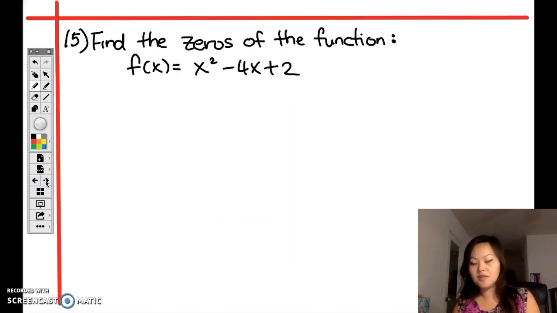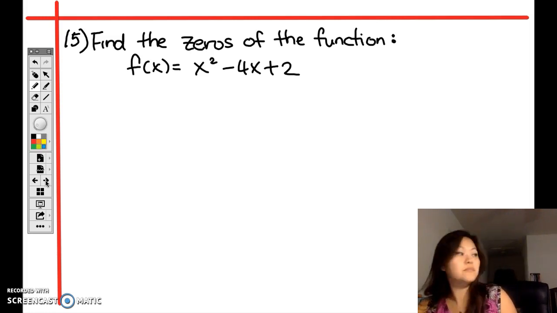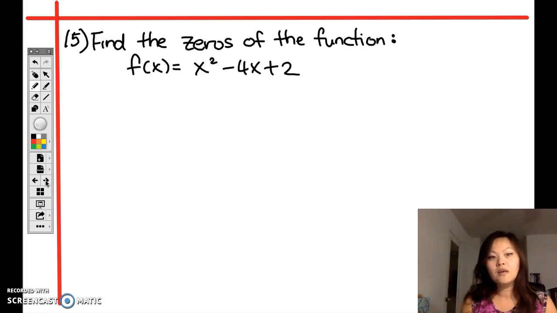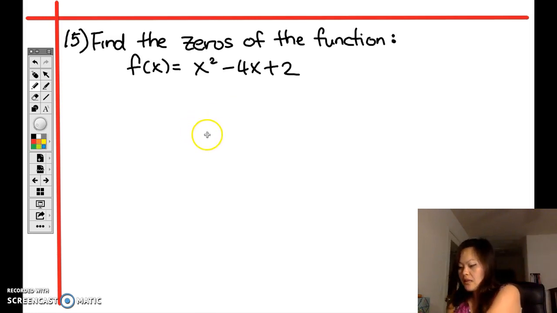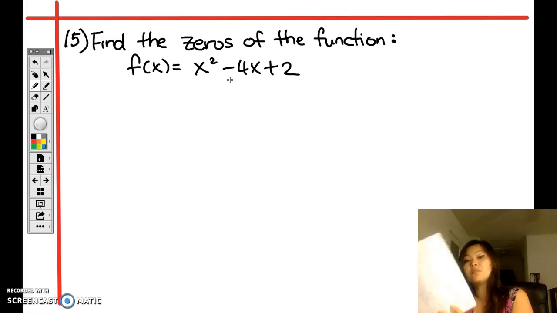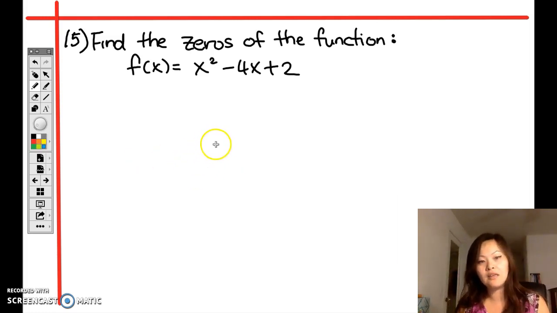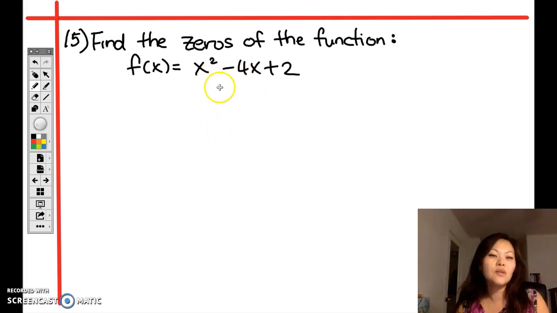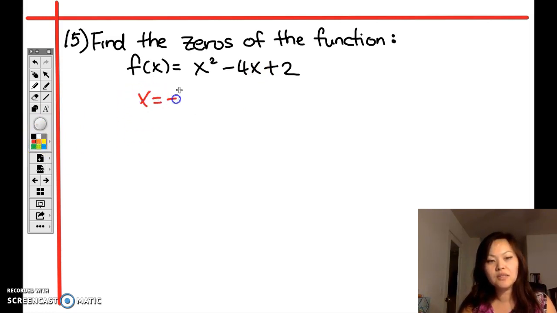Okay, so let's move on to number 15 now. It says find the zeros of the function. When you have a question like this, it's the same as question number 12. I told you to try the X method, and if it doesn't work, do the quadratic formula. Well, this one I'm going to tell you right now, we won't be able to use the big X. So use the quadratic formula, which is x equals negative b plus or minus the square root of b squared minus 4ac all over 2a.